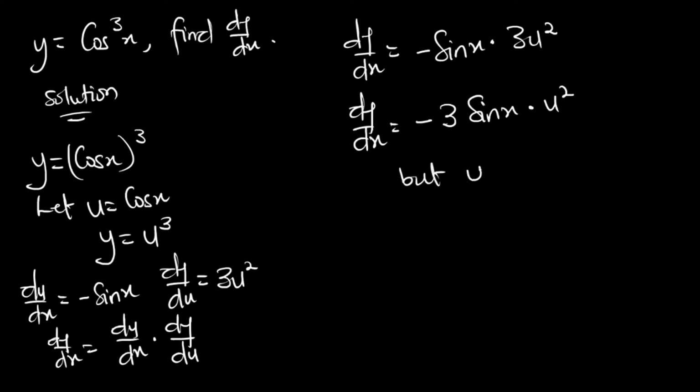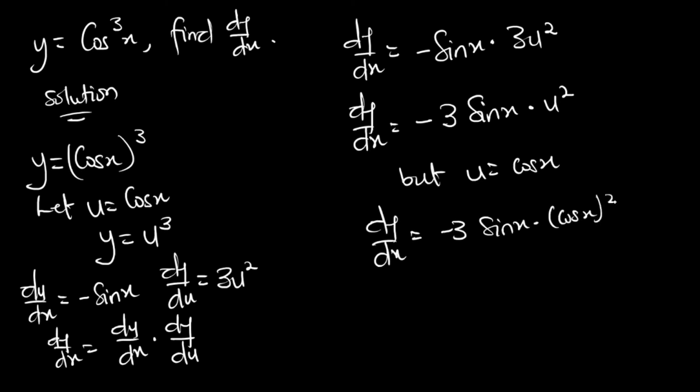But I know my u is equal to what? cos x. Okay, so it means my dy/dx is equal to negative 3 sin x multiplied by what? (cos x)². So finally my dy/dx is equal to negative 3 sin x cos² x as my final answer.